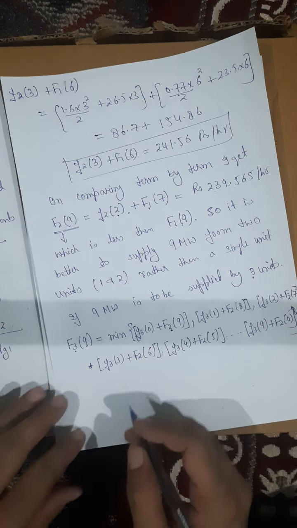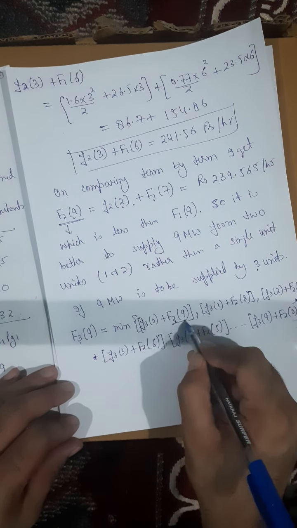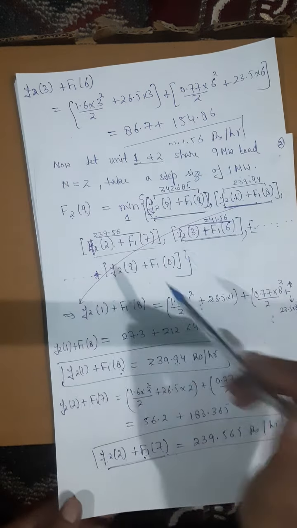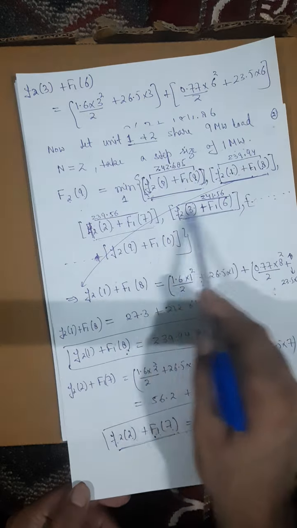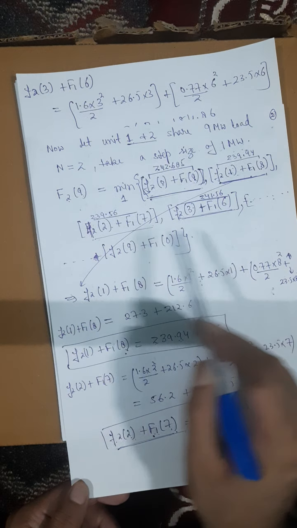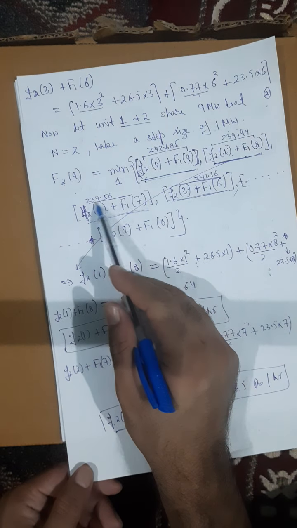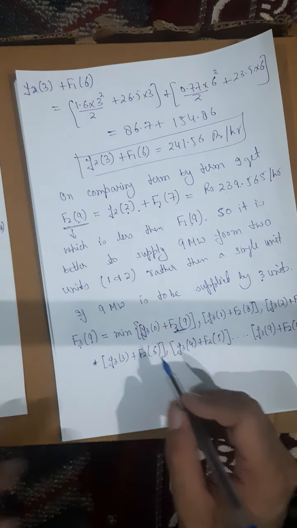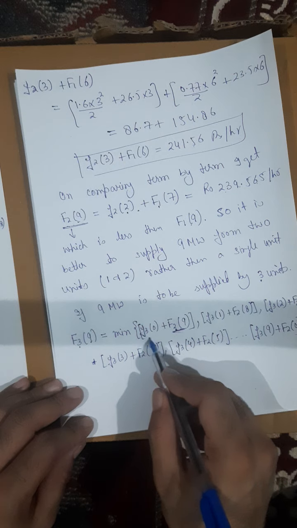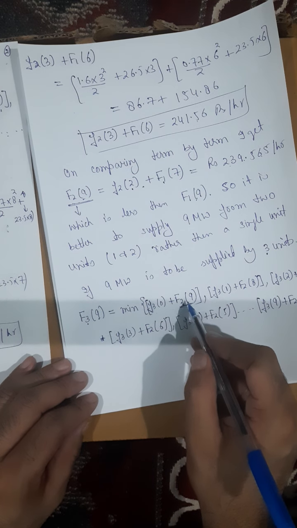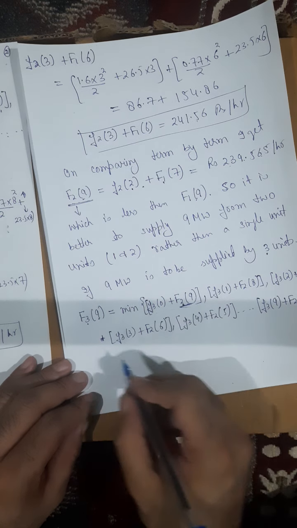I'm saying that I have calculated F29. For F29, I have many combinations. Which combination was cheapest? This combination was cheapest, and the cost according to this combination was 239.565. So if I take the first combination, F30 means 0 plus F29, 239.56. Okay, so I will get F29.